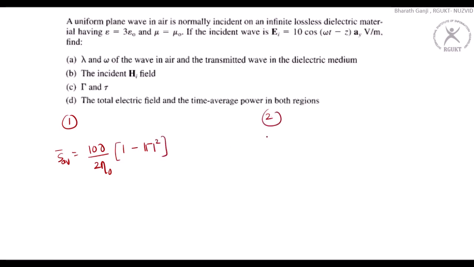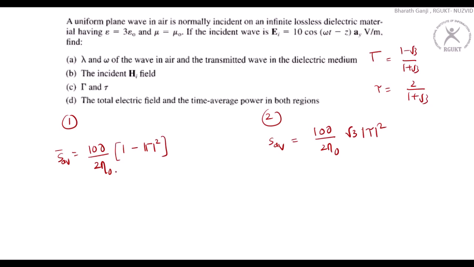And in the second region we got the time average power as 100 divided by 2 eta naught times root 3 into the modulus of the transmission coefficient squared. We have the values for the reflection coefficient as (1 minus root 3) divided by (1 plus root 3), and for the transmission coefficient you have 2 divided by (1 plus root 3). Of course you can substitute those values here and get the answer, but one thing that is very interesting to see is this one.